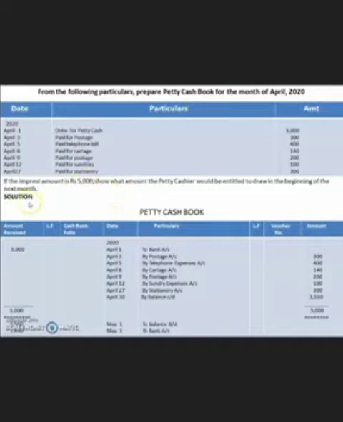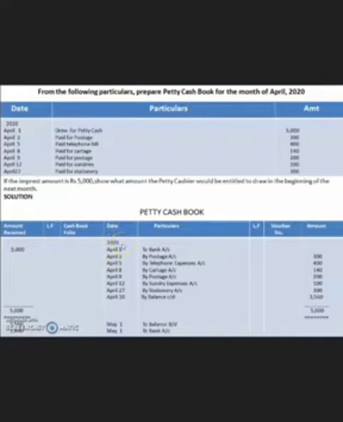So now let us move to the solution part of this question. As the title, you have to write petty cash book. Then the format we saw in the earlier slide, that same way you have to prepare this. Amount received, ledger folio, cash book folio, date, particulars, ledger folio, voucher number and amount. So in a box, very neatly you have to prepare this. The first thing you have to write is the date.